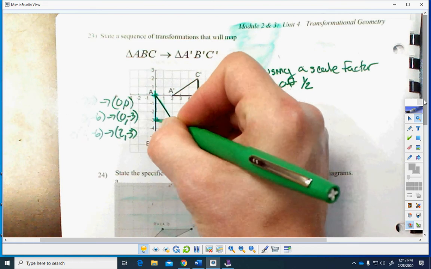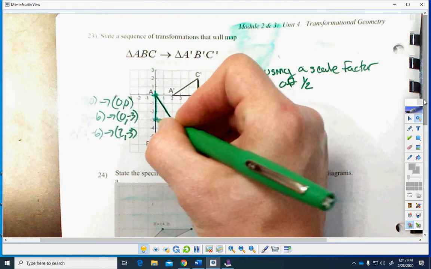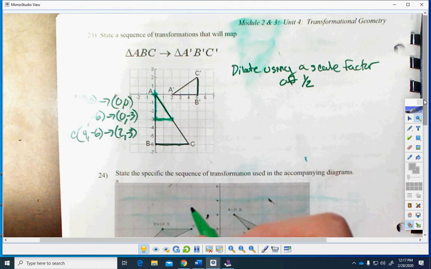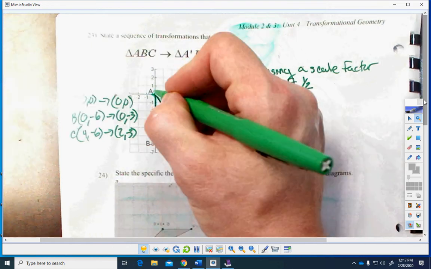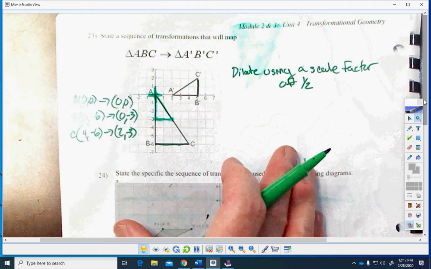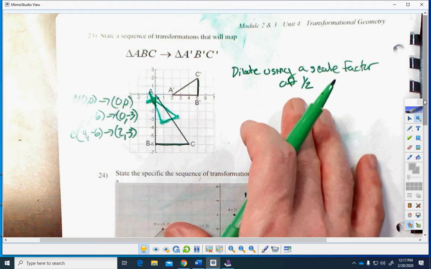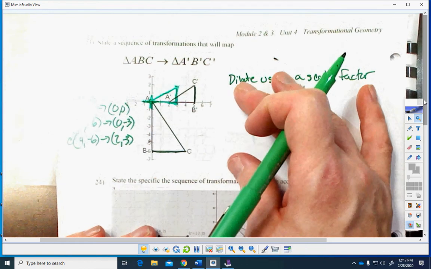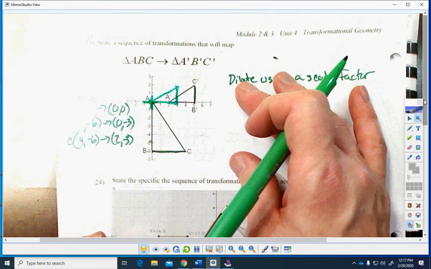Now I could see it's probably the right size, but it definitely didn't land on top of the A prime, B prime, and C prime. So definitely looks like I should rotate. If this is my center of rotation, and I rotate 90 degrees, it gets closer, but it's not right on top.